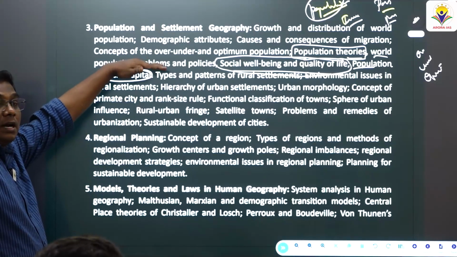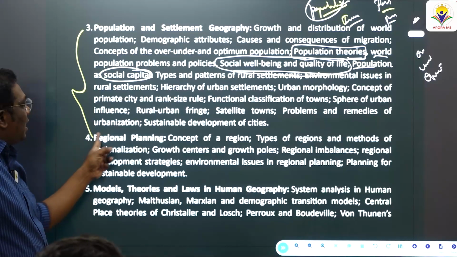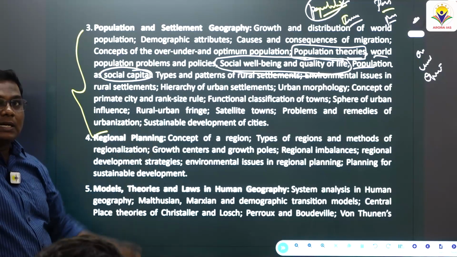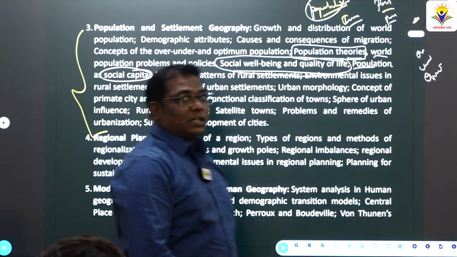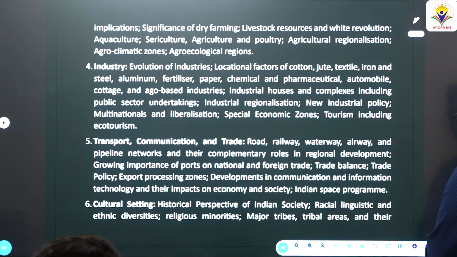With respect to the world, the same aspects, the same things we have studied here, we will be studying with respect to India. That is the reason why many geography teachers don't discuss Indian human geography separately. Here we are having Indian human geography.